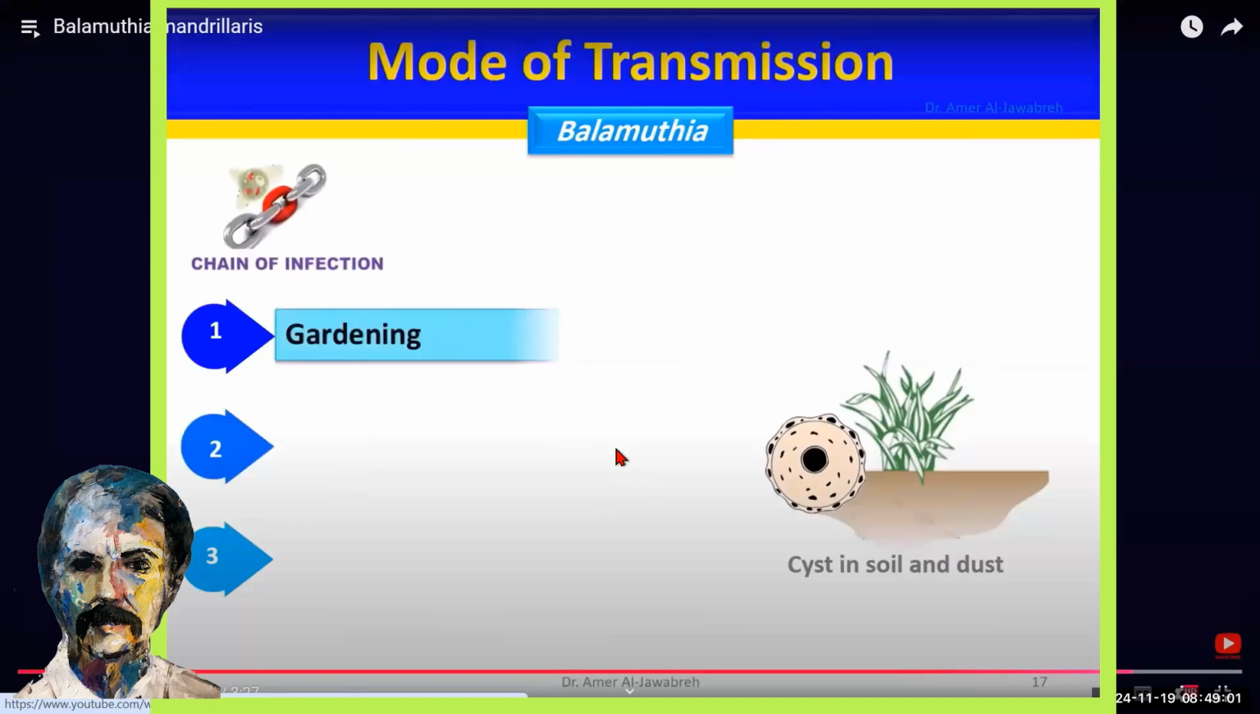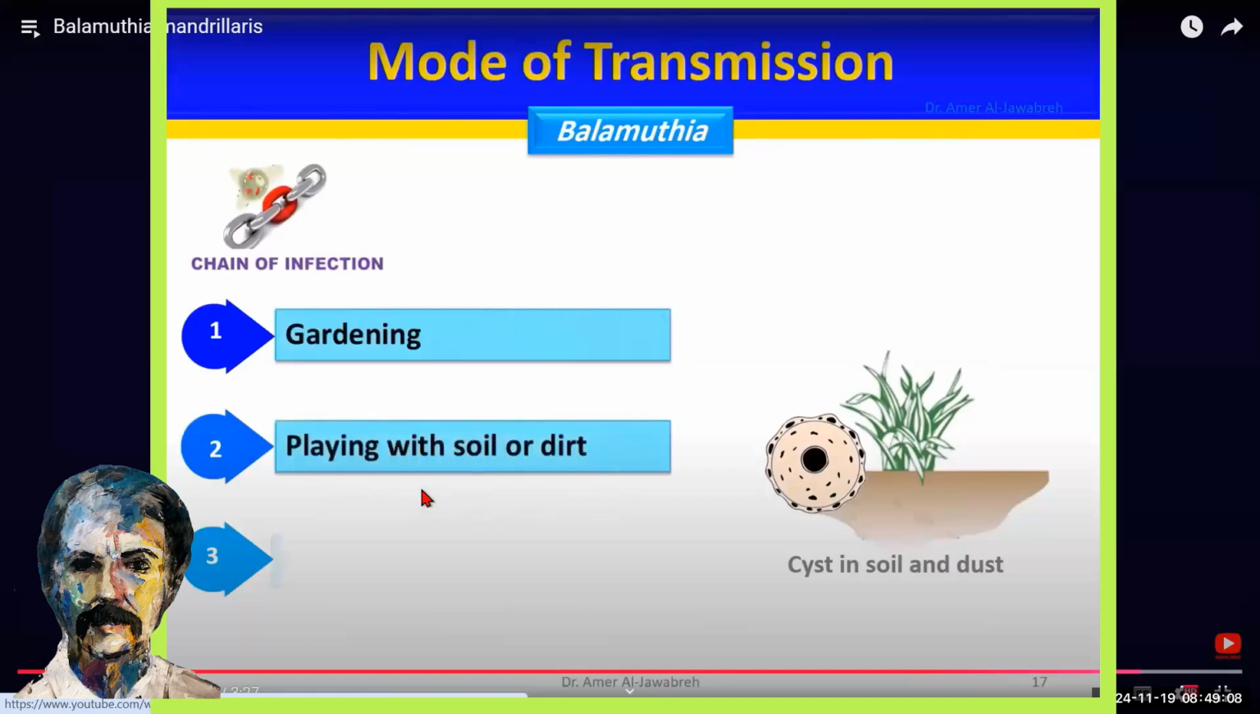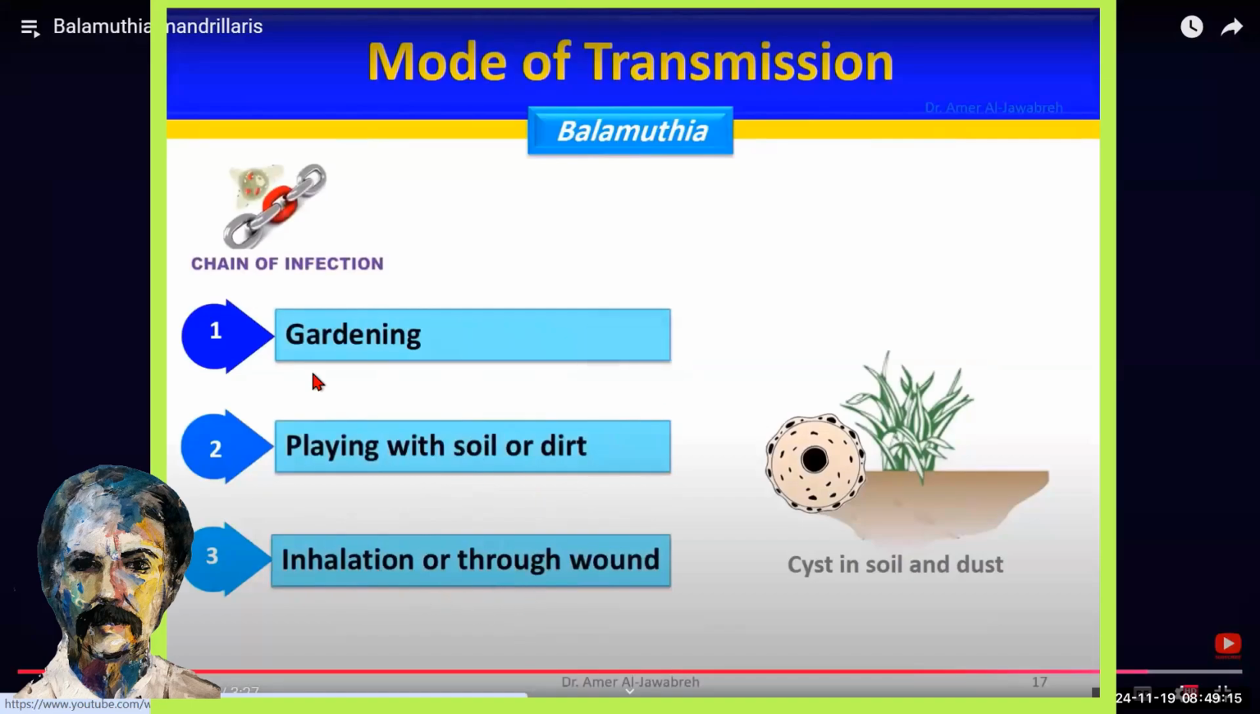Mode of transmission. How does Balamuthia get access to our bodies? If you are gardening, working in the garden, playing with soil and dirt like children, inhalation or through a wound. These are proposed modes of transmission. Cysts in soil and dust, usually.